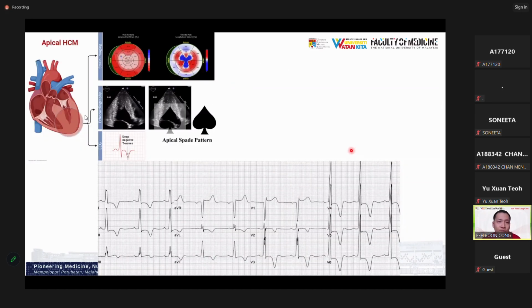For those that are apical, only the apex is thickened. You can see that only the apex is thickened in the echo. The rest of the wall is normal. So it can give you the apical spade shape appearance. That's why you can see the ECG can have widespread T wave inversion throughout most of the leads. This apical HCM is also known as Yamaguchi syndrome if you Google it. So it's similar.